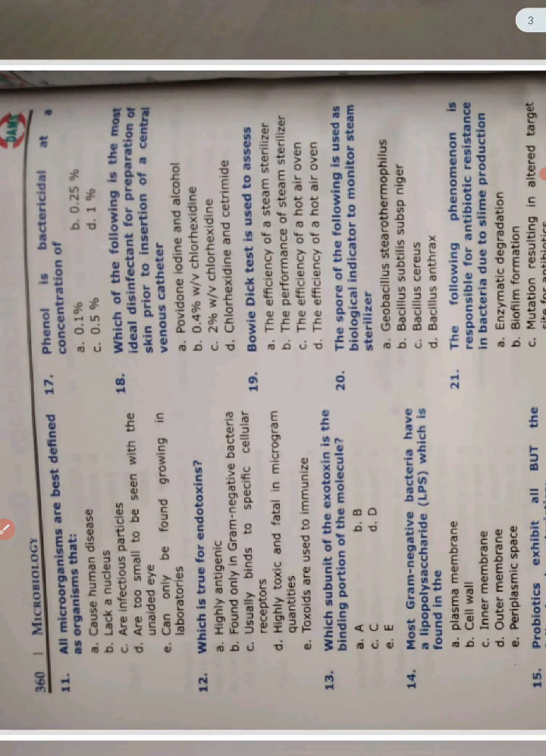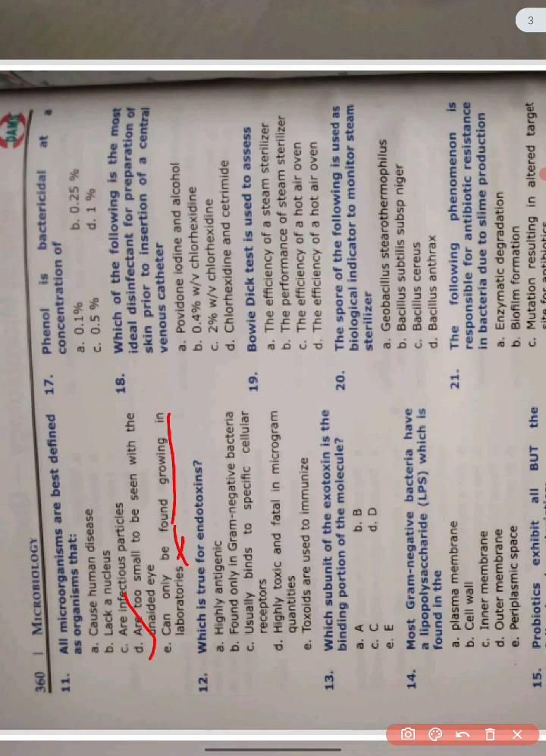Let's see the next question. All microorganisms are best defined as organisms that cause human disease? No, not all microorganisms cause disease. Some are very useful, like our gut bacteria, which live symbiotically with us. Lack a nucleus? No. The correct definition is organisms too small to be seen with the unaided naked eye. Micro means too small. So the correct answer is D. Can only be found growing in laboratories? No.